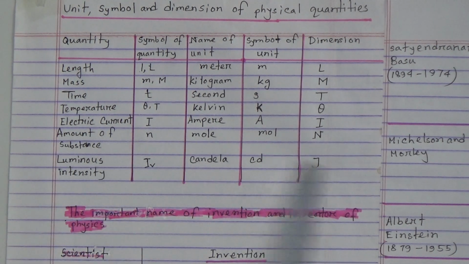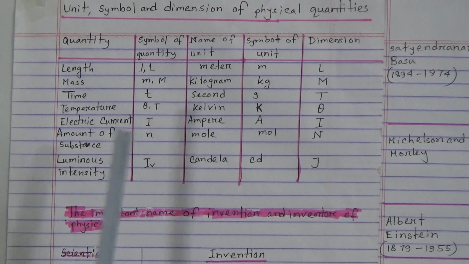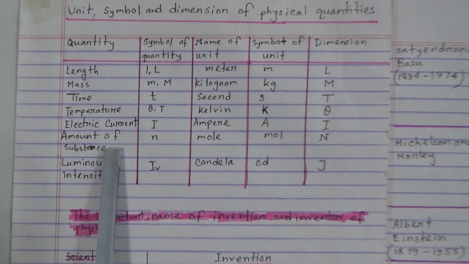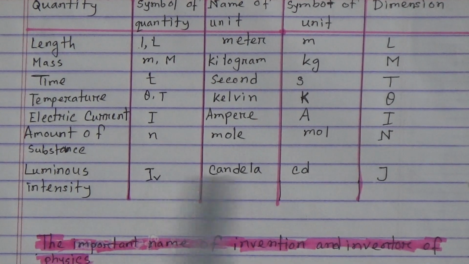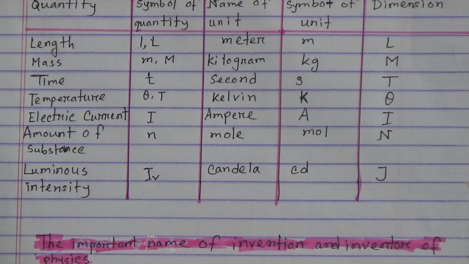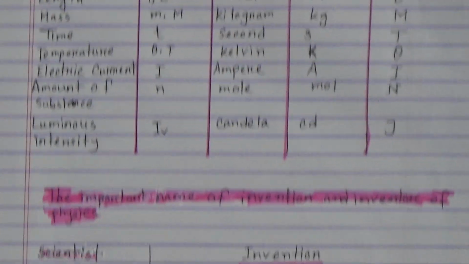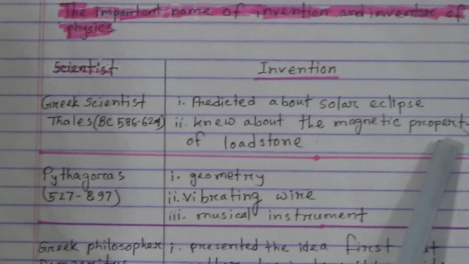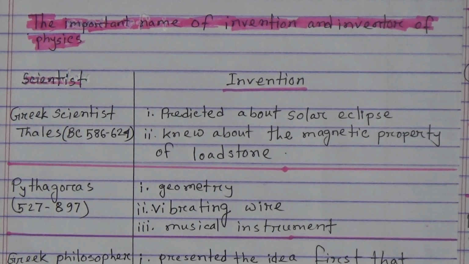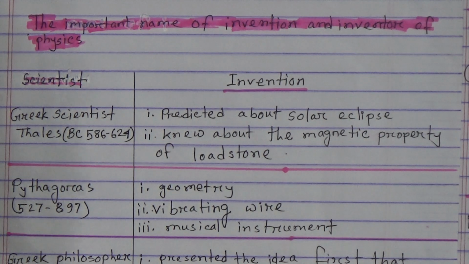My dear students, memorize this table properly. This is important for your MCQ, and I think it will be easier to remember this topic, these quantities. Okay, here I have given the important scientists' names and their inventions. I think it will be easier for you to memorize and remember.